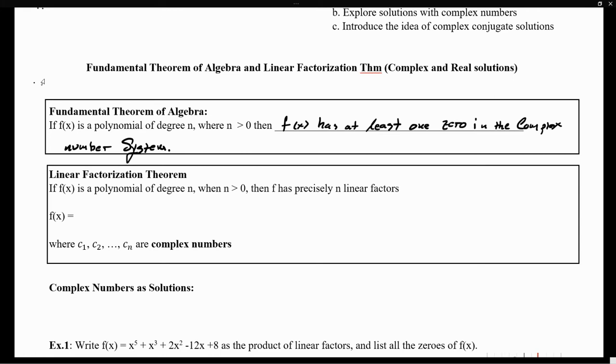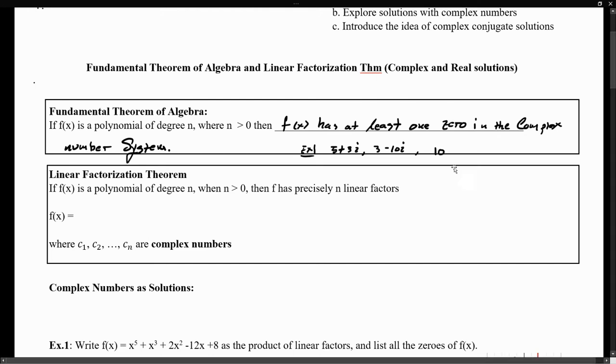Now we have to be careful with that, and let's give some examples, because complex numbers can take the form of a real plus an imaginary part. So here we have two complex numbers. That's one complex number and a second complex number. And also any real number, I'm just going to choose 10. Any real number is also considered a complex number. Why? Because 10 can be written as 10 plus 0i.